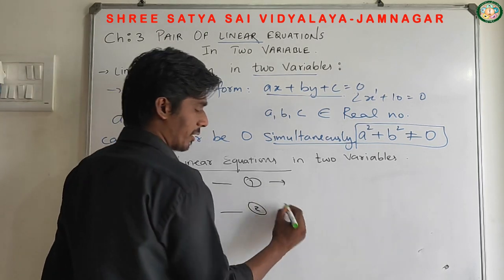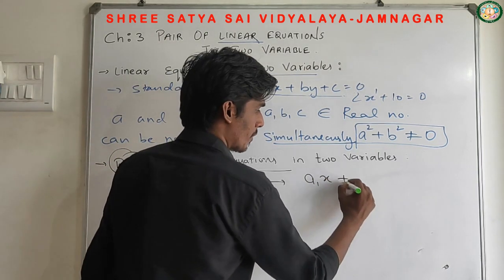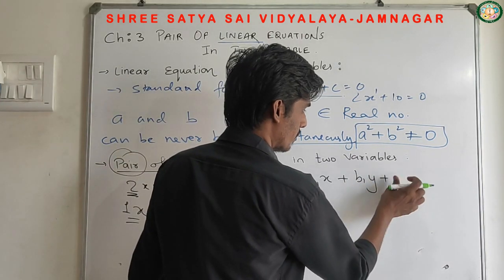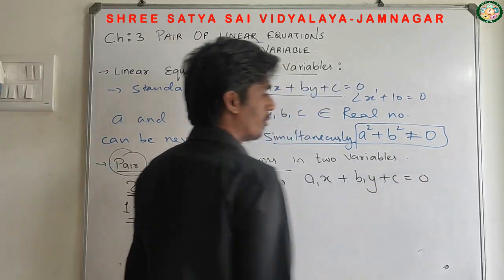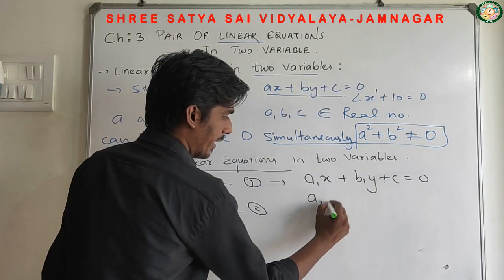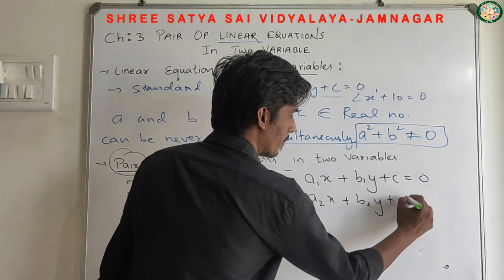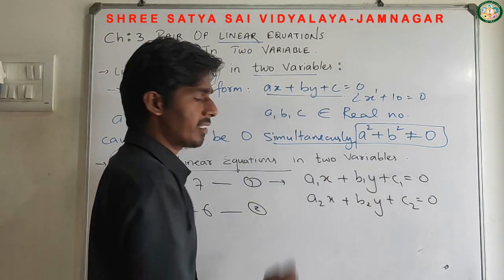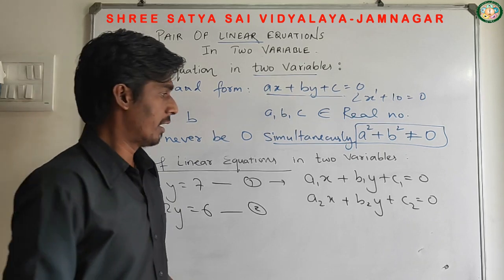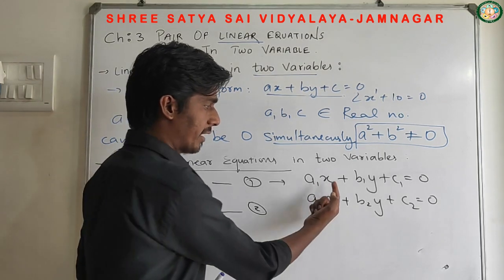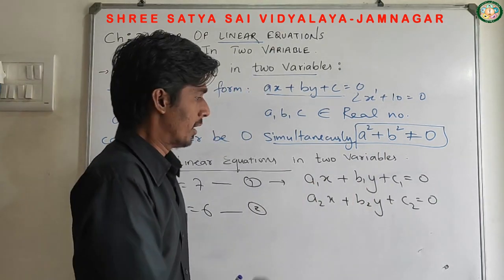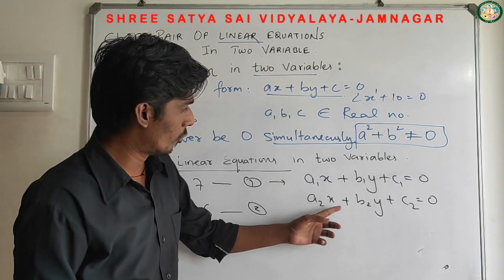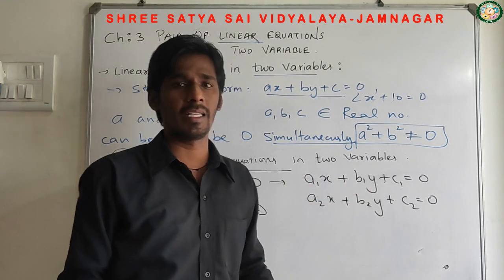So what I am going to write for the first equation is a1x plus b1y plus c1 equals 0. Similarly, here a2x plus b2y plus c2 equals 0. This is the standard form for a pair of linear equations. Now, those who are thinking why I am not taking x1, y1, x2, y2: the value of x and y will remain the same for both equations.